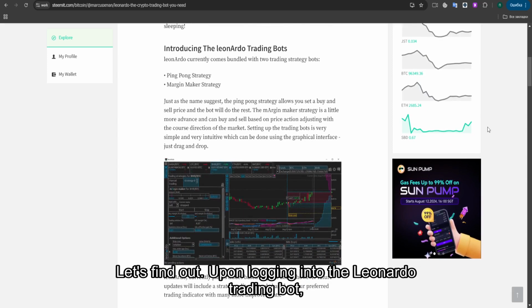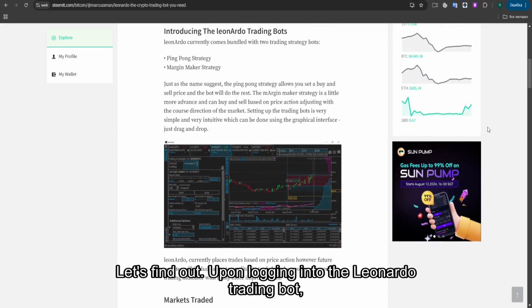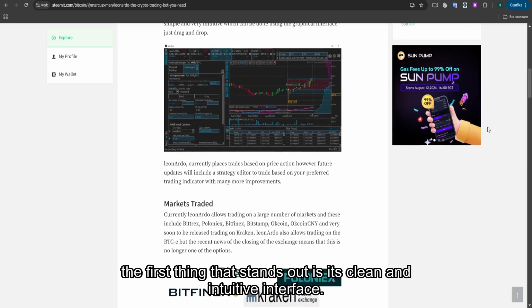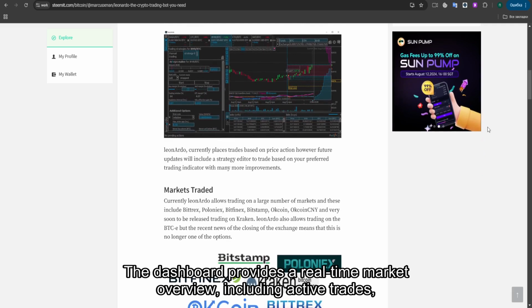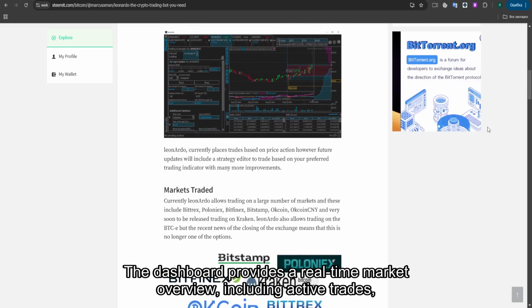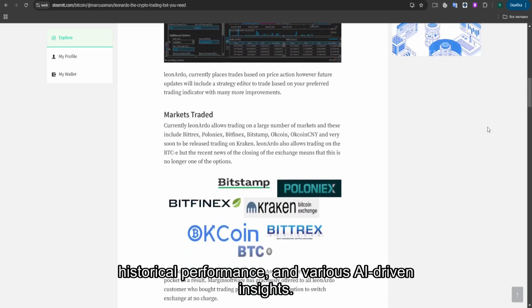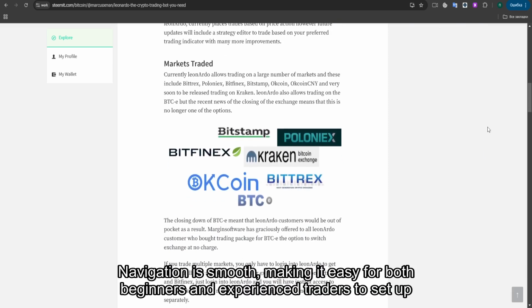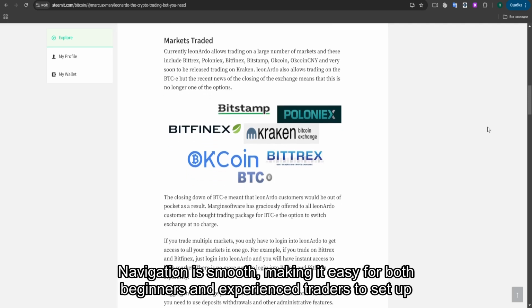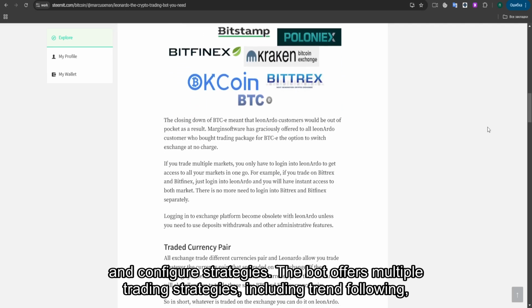Let's find out. Upon logging into the Leonardo Trading Bot, the first thing that stands out is its clean and intuitive interface. The dashboard provides a real-time market overview, including active trades, historical performance, and various AI-driven insights. Navigation is smooth, making it easy for both beginners and experienced traders to set up and configure strategies.